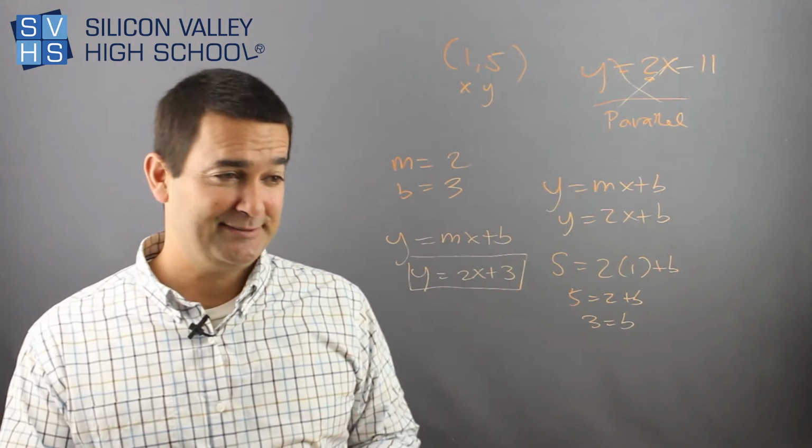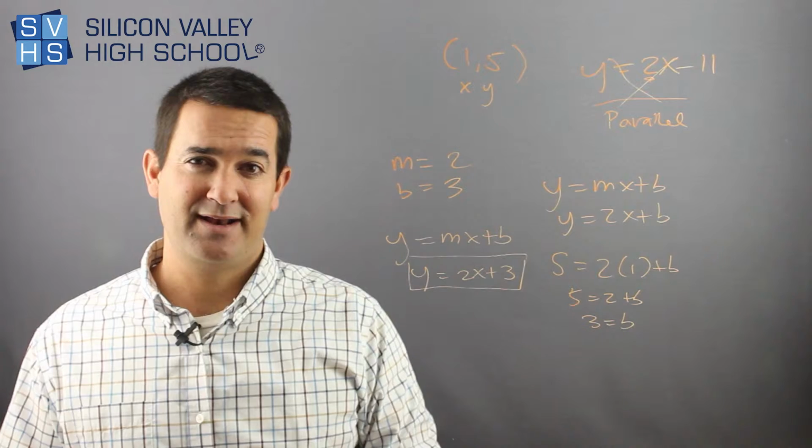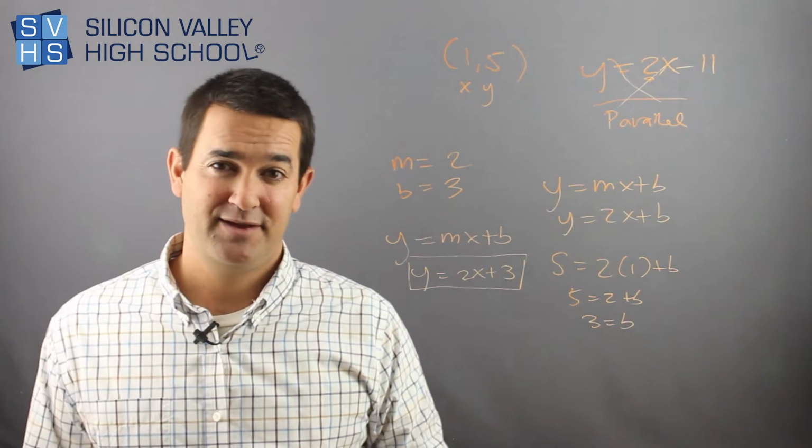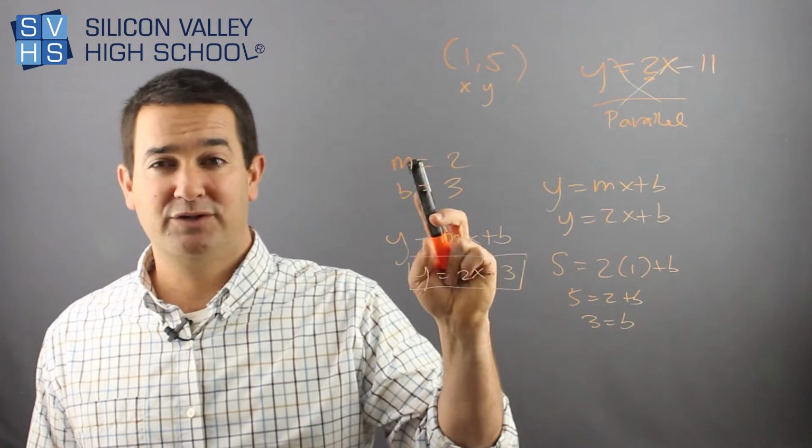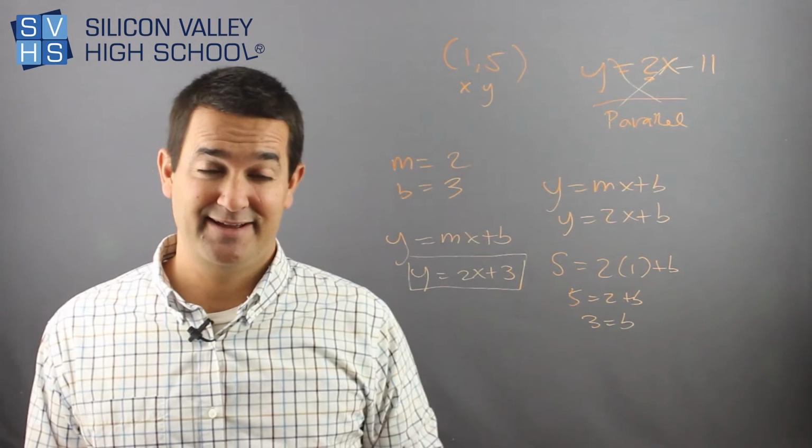So that's how you find the equation of a line given that it is parallel to another line. And in later videos, we'll do different scenarios, but don't forget, ultimately, all you really need is your m and your b, and then you're set.